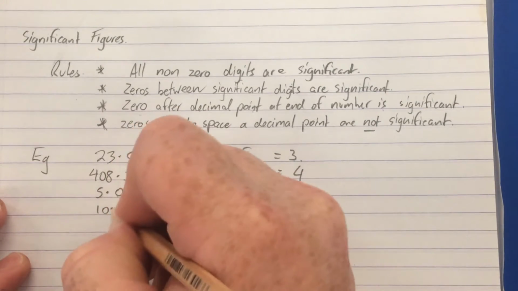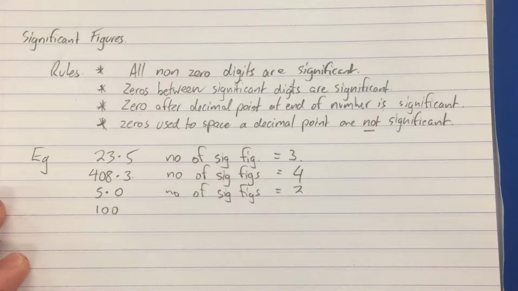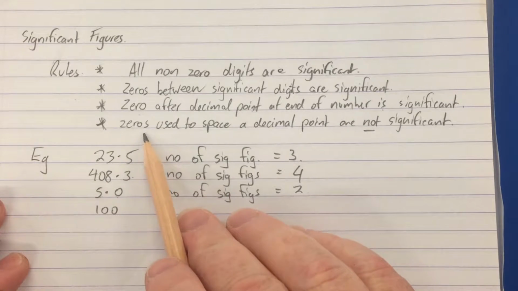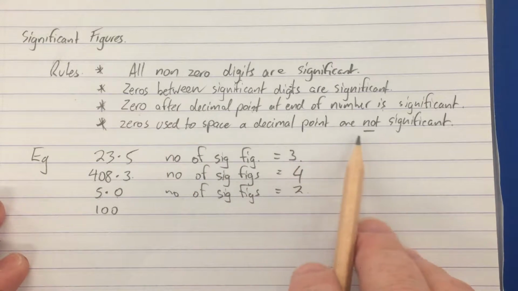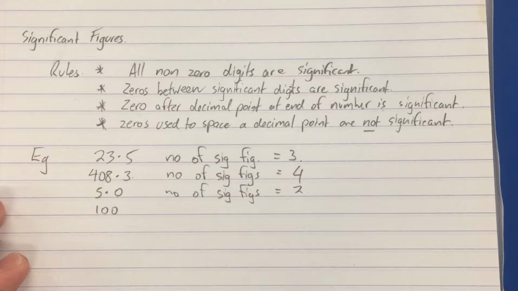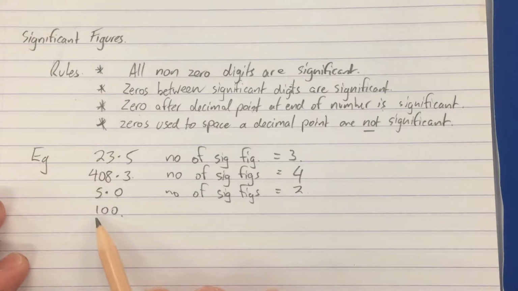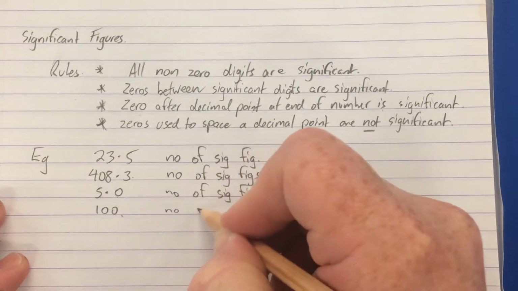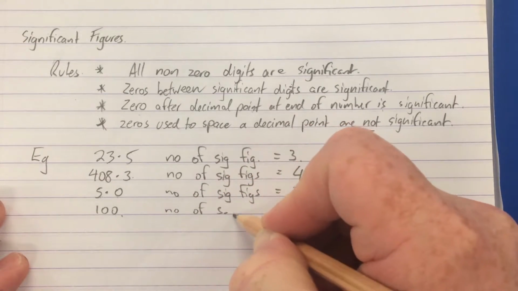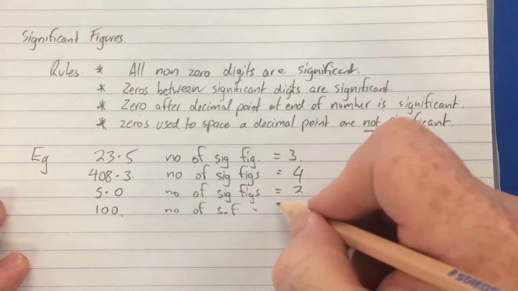The next one we'll do is the number 100. In this case, zeros used to space a decimal point are not counted as significant, and we consider these 2 zeros at the end as simply there to position the decimal point 2 spaces after the 1 in the hundreds column. So the number of significant figures is 1.